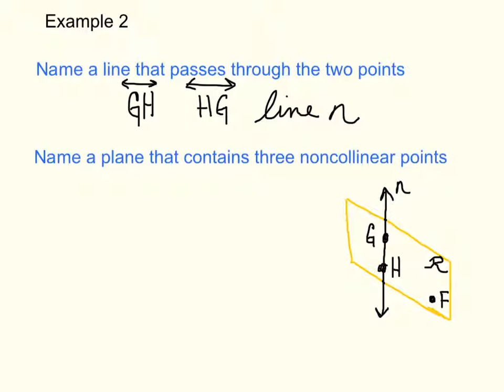Now the second one says name a plane that contains 3 non-collinear points. Non-collinear points are points that do not lie in the same line. So give me a plane that contains those 3 points. We would say plane G, H, F.